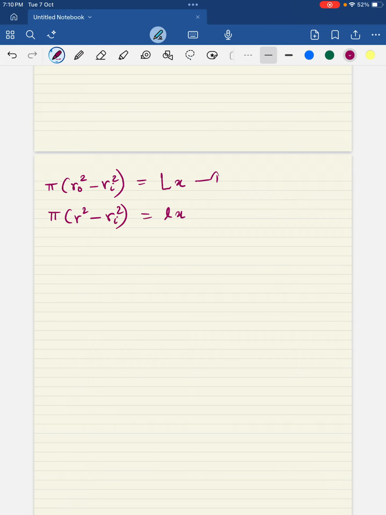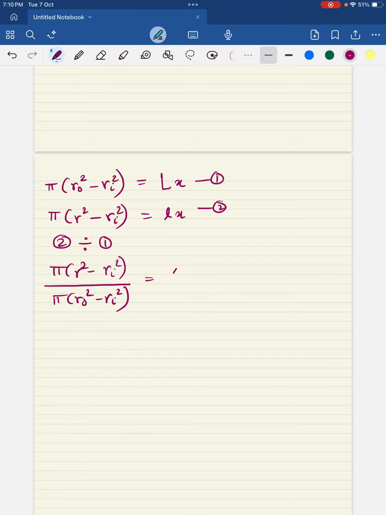Now this is my equation number 1 and this is my equation number 2, and I'm going to divide these two equations in order to find out either L or r. So let's say the second equation divided by the first equation. So I'll get pi r square minus r inside square divided by pi r0 square minus r inside square equal to lx upon Lx.